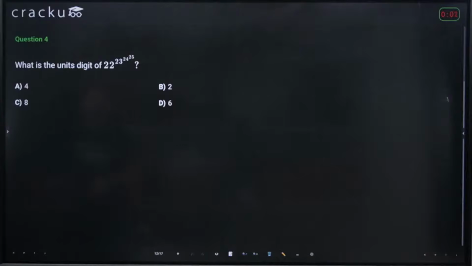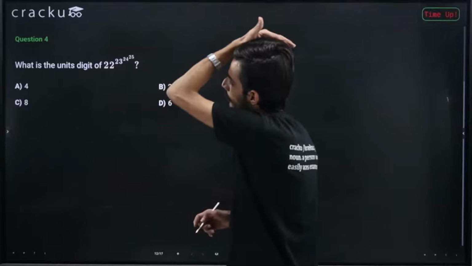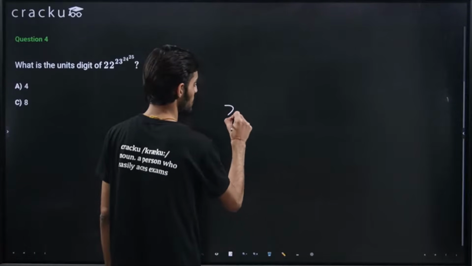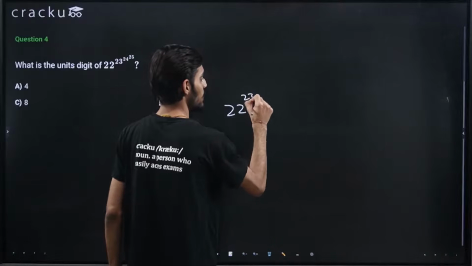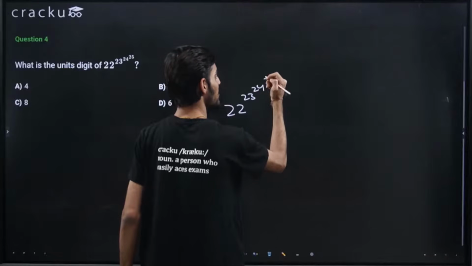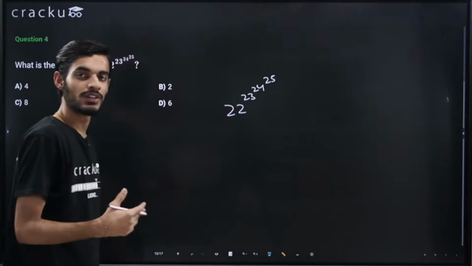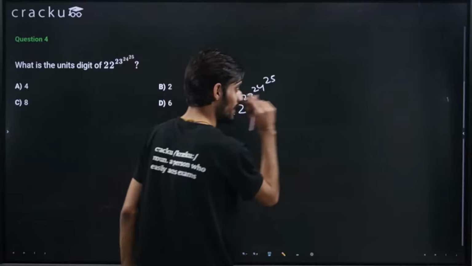Okay, the time is up. Let's try to solve this question now. Like I told you, if we have to calculate the unit digit of this number, 2 raised to the power 3 raised to power 4 raised to power 5 and so on, we just need to divide the power by 4, and whatever the remainder is, we can just calculate the power of this number raised to that remainder, like we did, right?